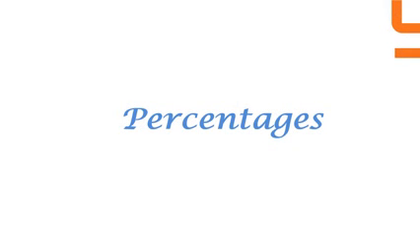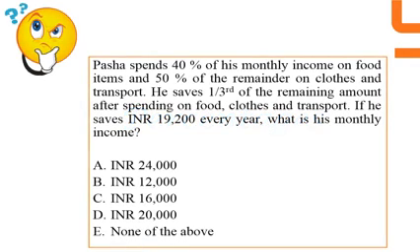Let's look at an example. Pasha spends 40% of his monthly income on food items and 50% of the remainder on clothes and transport. He saves one-third of the remaining amount after spending on food, clothes and transport. If he saves 19,200 Indian rupees every year, what is his monthly income?